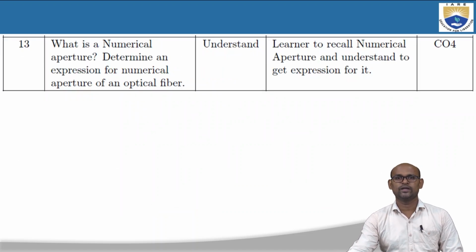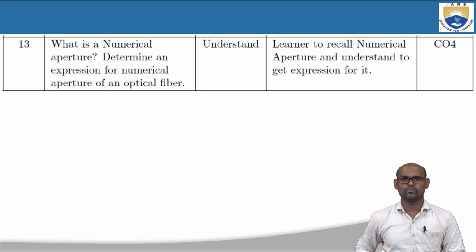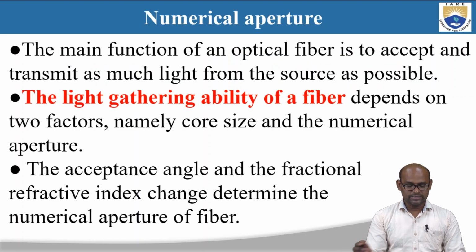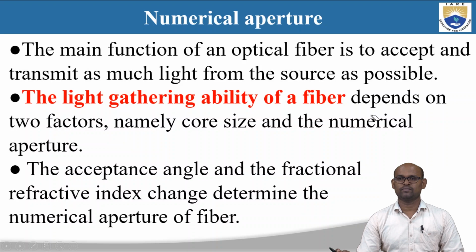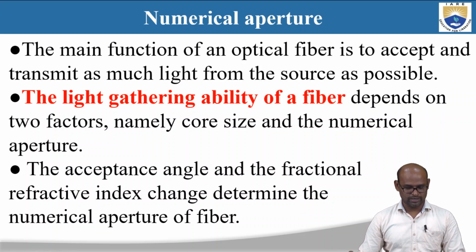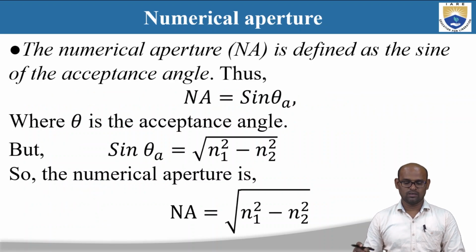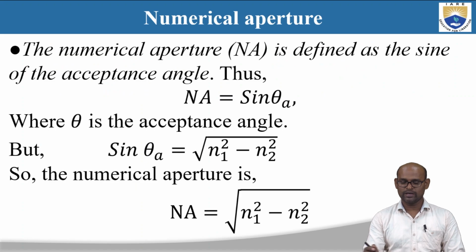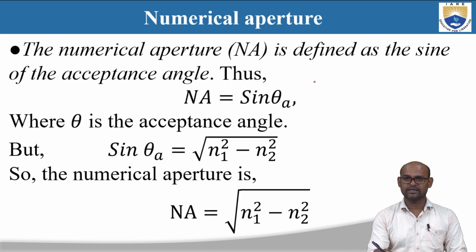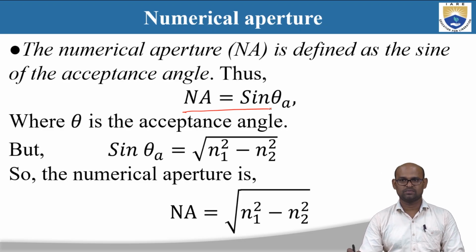What is numerical aperture? Determine the expression for the numerical aperture of an optical fiber. The light gathering ability of an optical fiber is called numerical aperture, and we are going to determine the expression for numerical aperture. Numerical aperture is defined as light gathering ability, and the mathematical equation for numerical aperture is the sine of the acceptance angle.